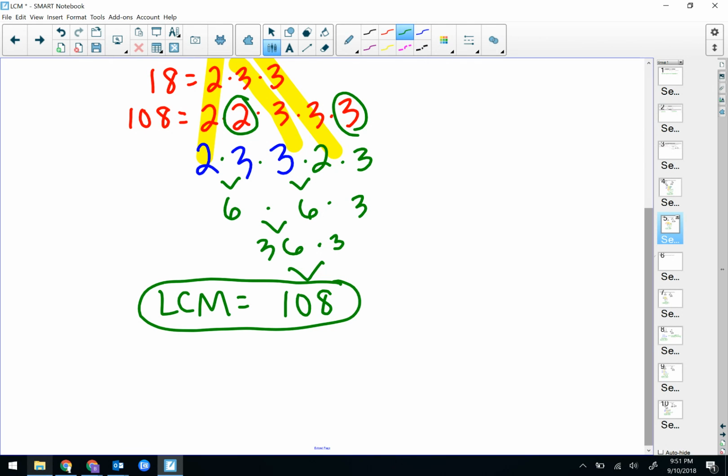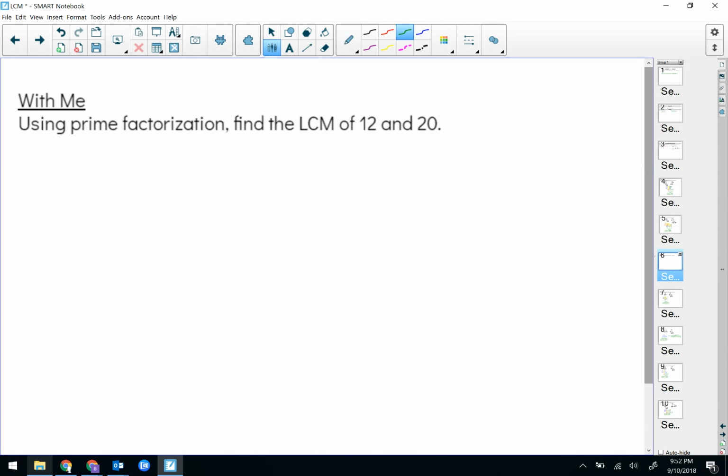Okay, so if you were to count by 18s and count by 108s, eventually with the 18s, you would hit 108. And of course, the 108s, your very first number is 108. Okay. All right, one more example with me just to make sure we know what we're doing here. So 12 and 20. Set up your trees.